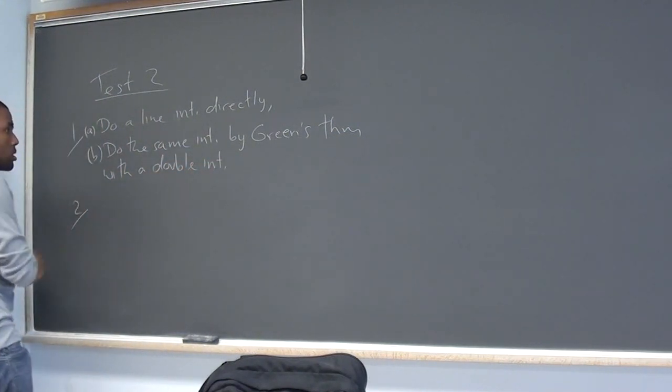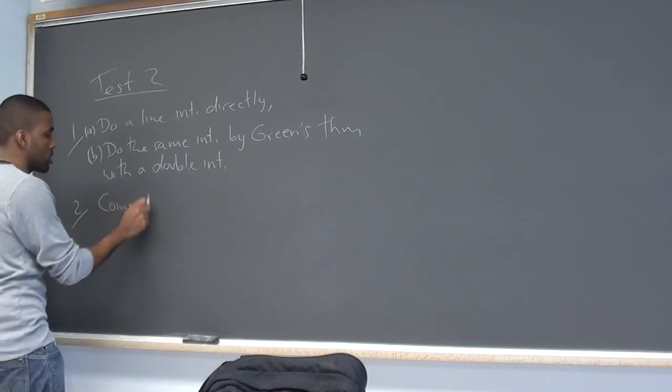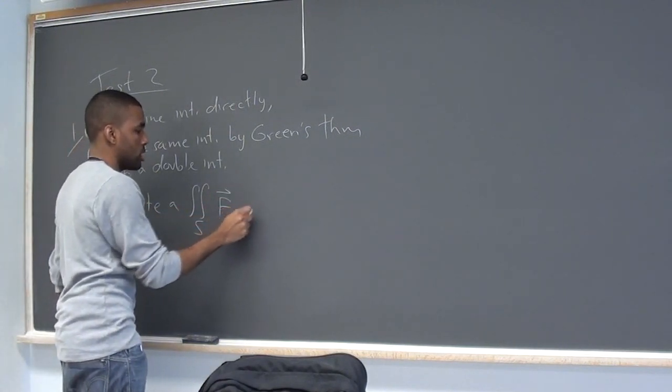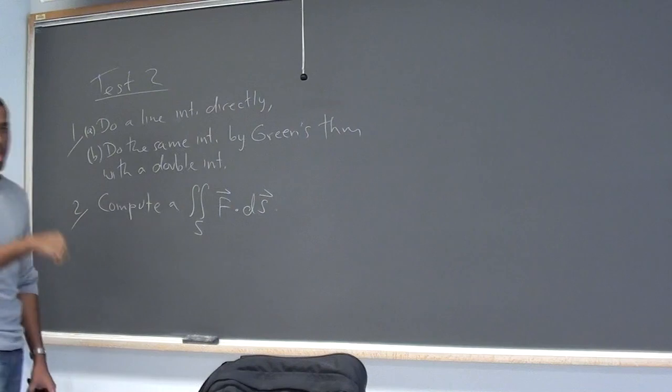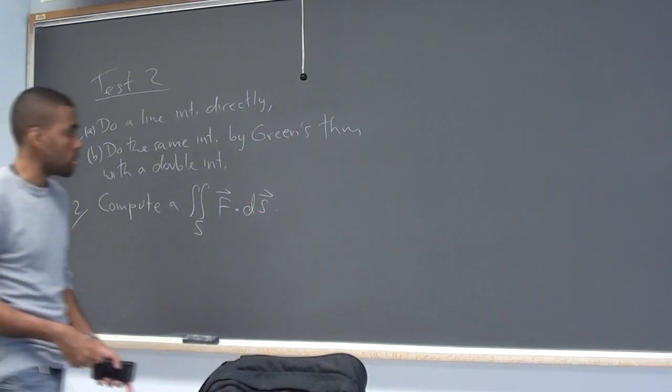And problem 2 is going to be to compute an F dot dS integral, right? So I'm just going to give you a random vector field, describe a random surface, and I want you to compute this integral.